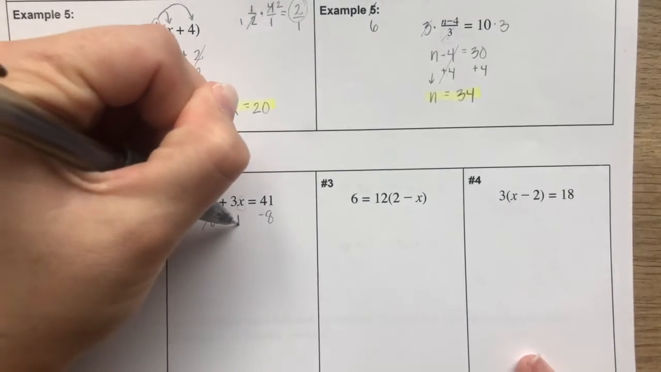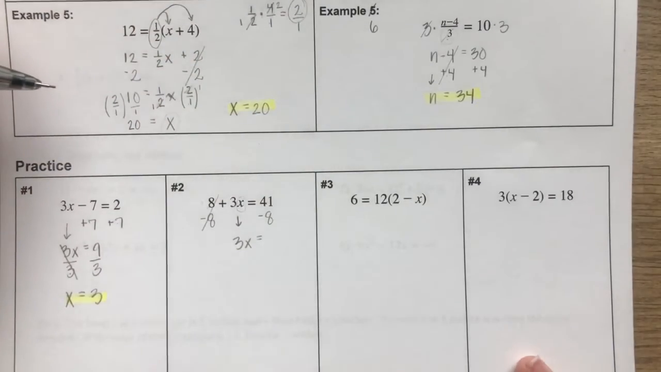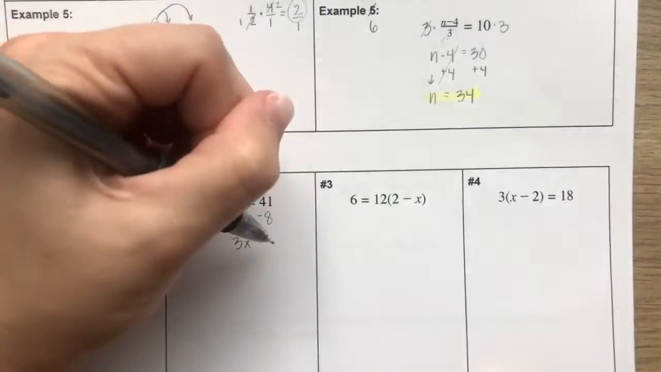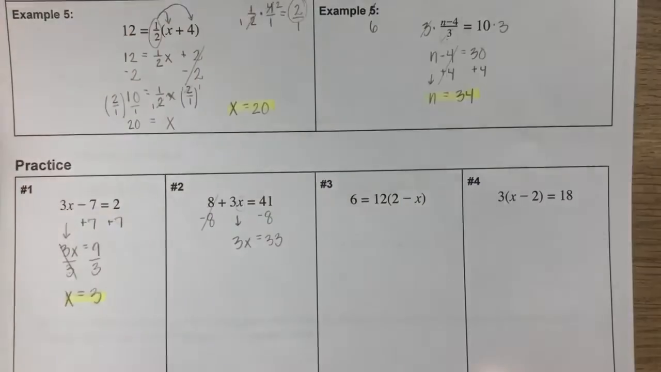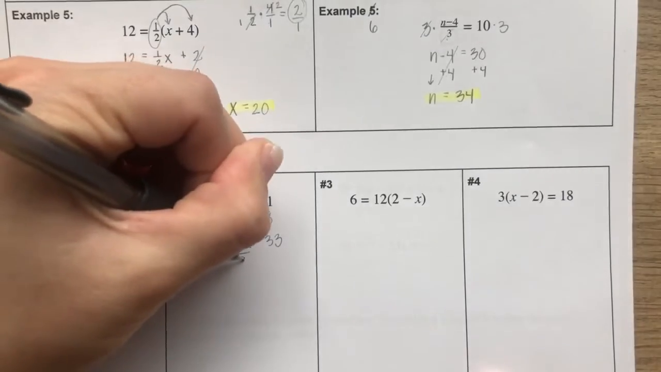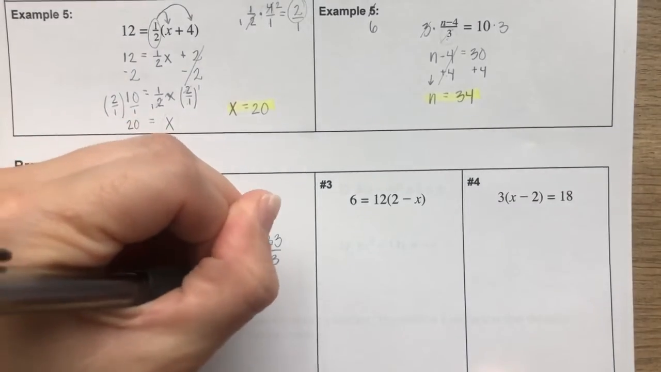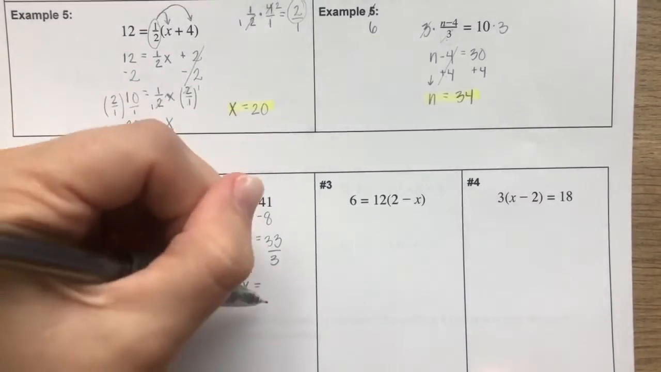sides. And then I'll bring down my 3x, and then 41 minus 8 is 33. And then 3 times x equals 33, so to undo multiplying by 3, I'm going to divide both sides by 3. And then I'm left with x equals 33 divided by 3 is 11.